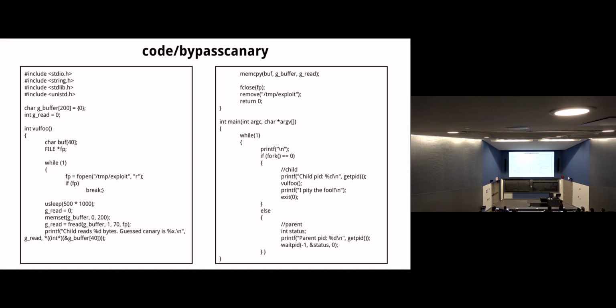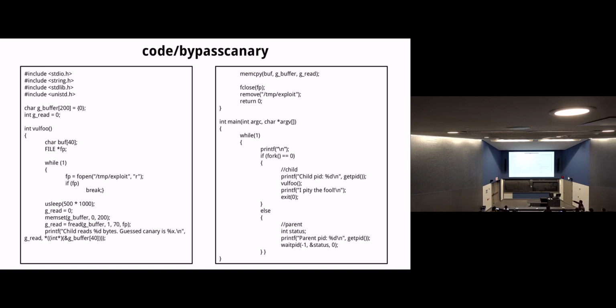It has a local variable buffer. It has a file pointer. It's trying to open a file at a specific location, temp exploit. This is to simulate that we are getting some input. I didn't program a socket here, so we put the input into a temp file with a specific name, temp exploit. You need to put your exploit into this file.